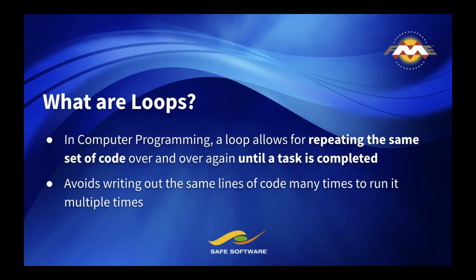Yeah, so first off, what are loops? I think probably the closest match for a definition of a loop that aligns with how FME works with loops is computer programming. In that context, a loop allows for repeating the same set of code over and over again until a task is completed. The point in computer programming is to avoid writing out the same lines of code many times in order to run it multiple times. So in FME, it provides a way to avoid having to repeat the same set of transformers over and over to repeat the same process.